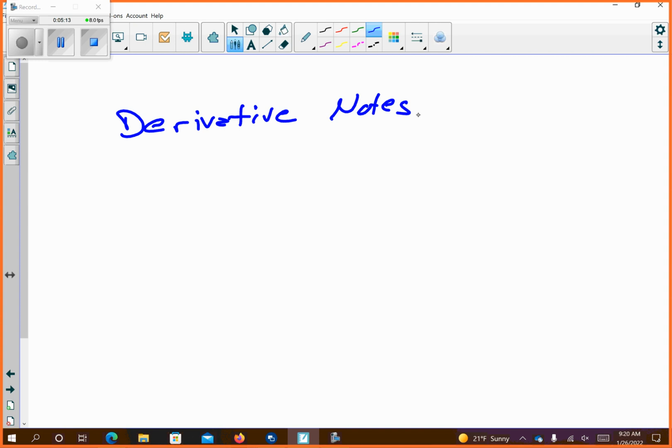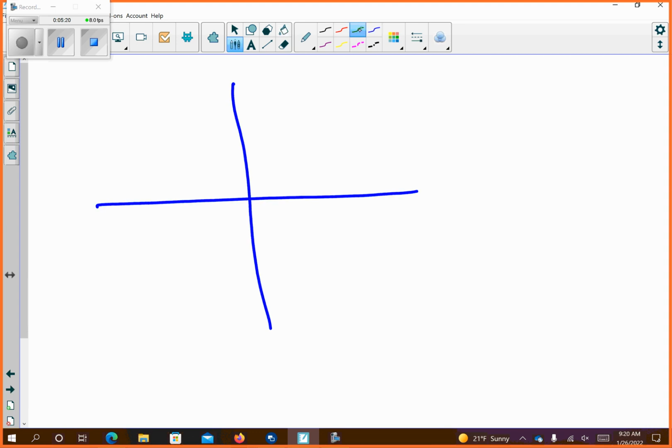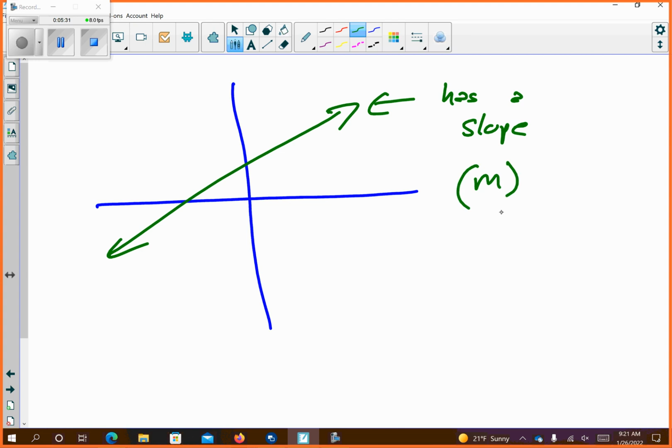So let's back up a little bit and think about just graphing a line. If I had some xy axis, and we're going back to Algebra 1, this line has a slope. We know the slope is referred to as the letter m. Something that you would know about a straight line is the slope stays constant no matter where you are on the line. Does that make sense? So straight lines have a constant slope.